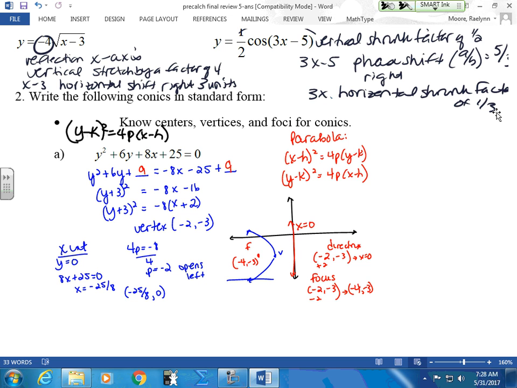Wait, are we getting this sheet for the final? This formula sheet?